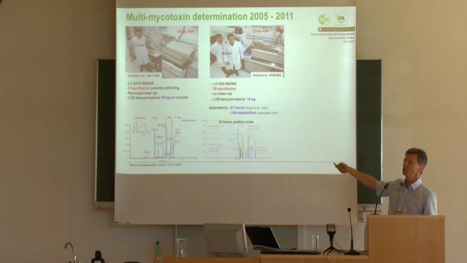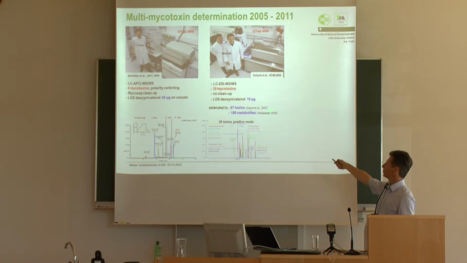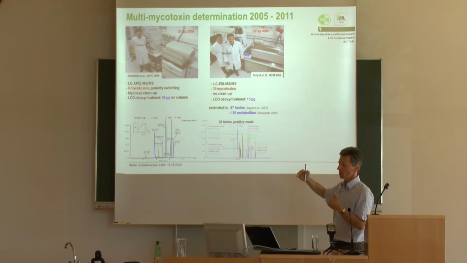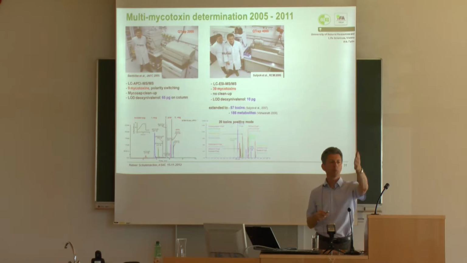That was actually extended to 87 toxins in 2007. 87 toxins is actually the total number of toxins which are commercially available. So you cannot buy more standards, not even at BioPure Aroma Labs.